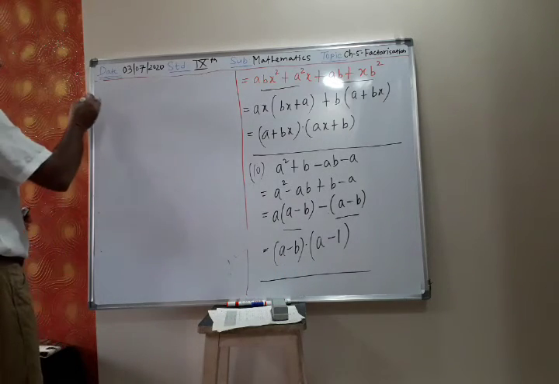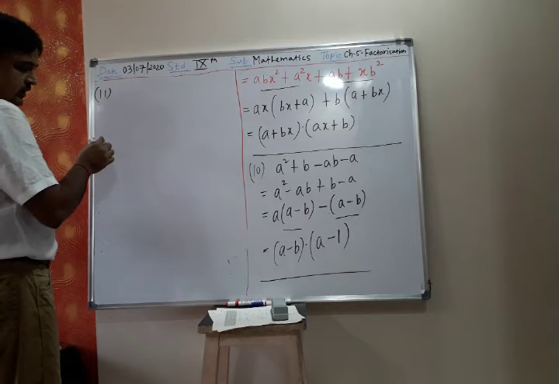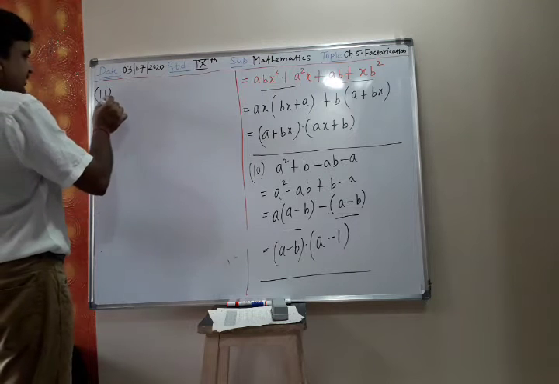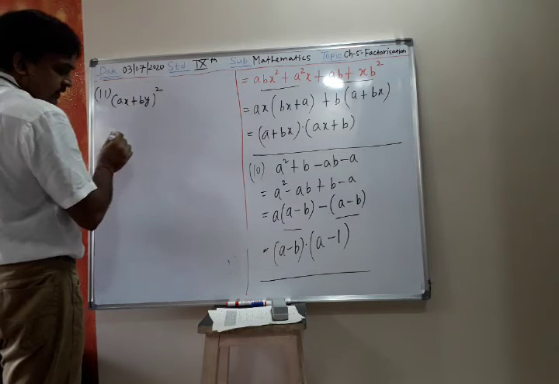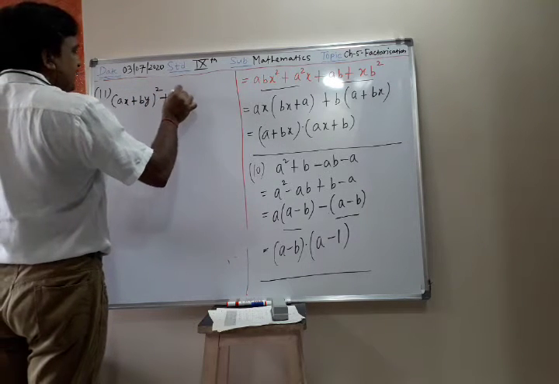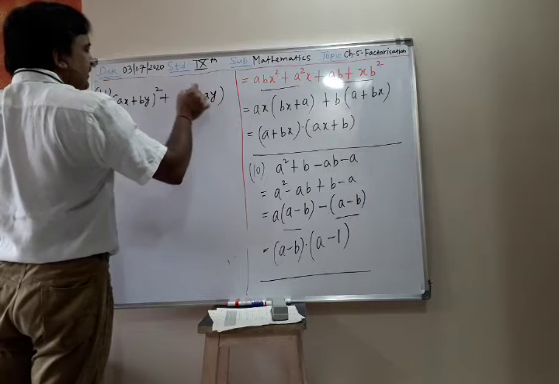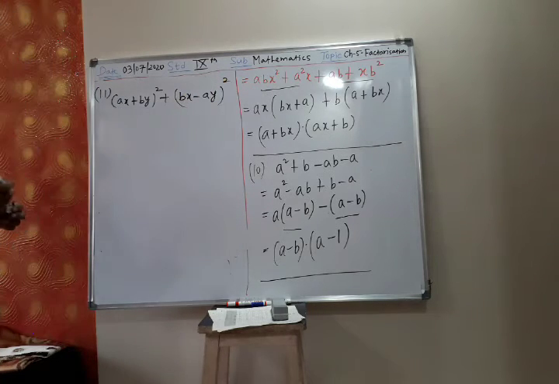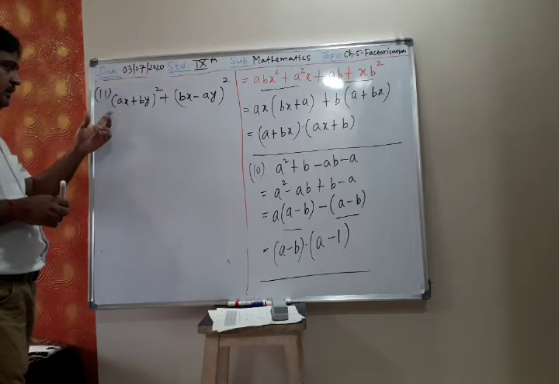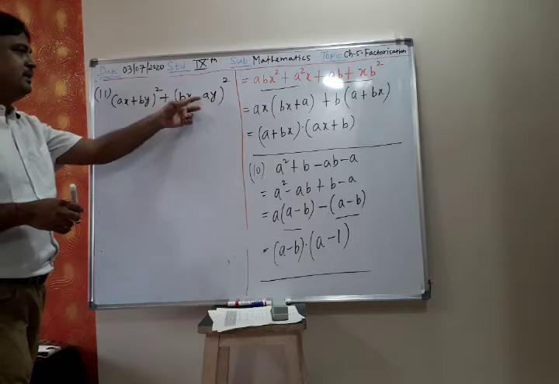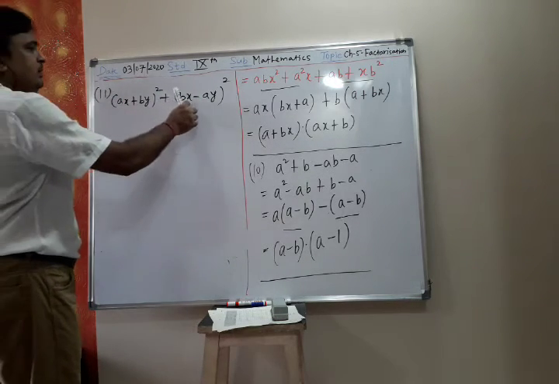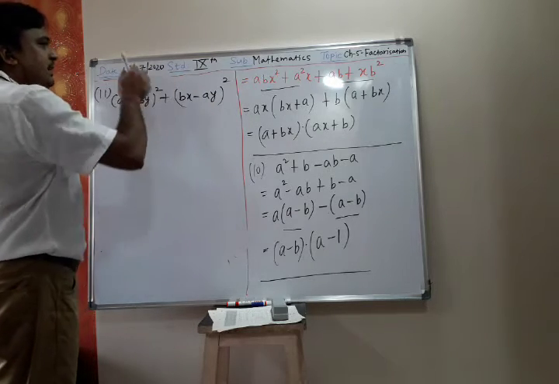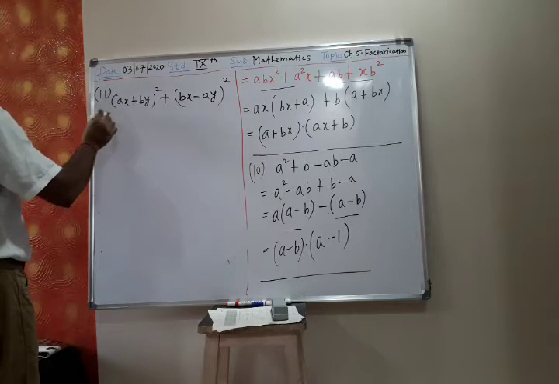Now let us try 11th. Ax plus by whole square plus bx minus ay whole square. Now it is ax plus by and it is bx minus ay. Nothing is common, so I will use the formula a plus b whole square, a minus b whole square. Simplify and then we take the common term. So first a plus b whole square.